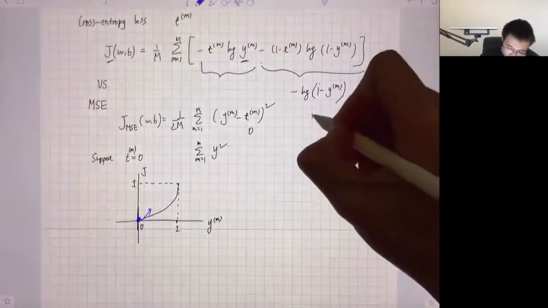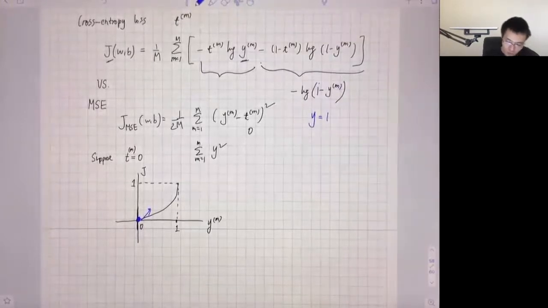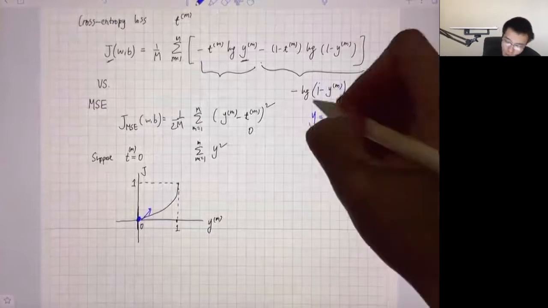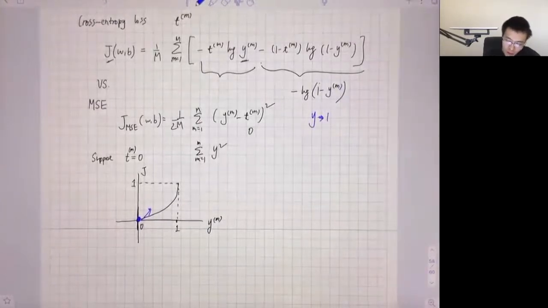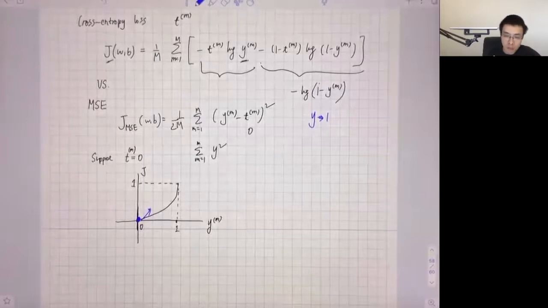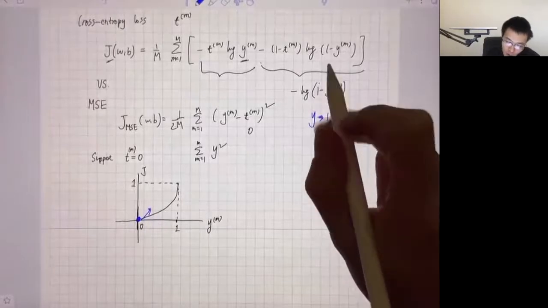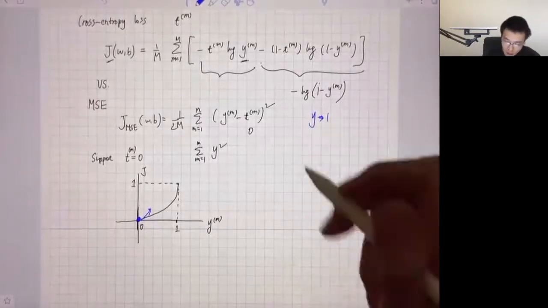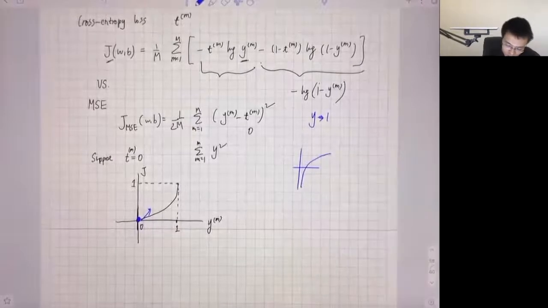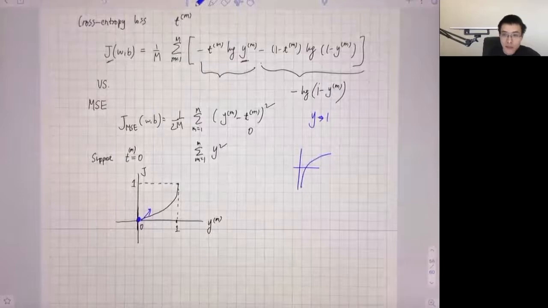Now I say y is 1, or maybe y converges to 1. You say the sample is indeed a negative sample, but I say it's almost sure that it's a positive sample. So it's a very bad prediction. Then if you put y equals 1 here, then it's log 0. It gives you minus infinity because log looks like this. And then it's minus log infinity, then it's infinity, right?